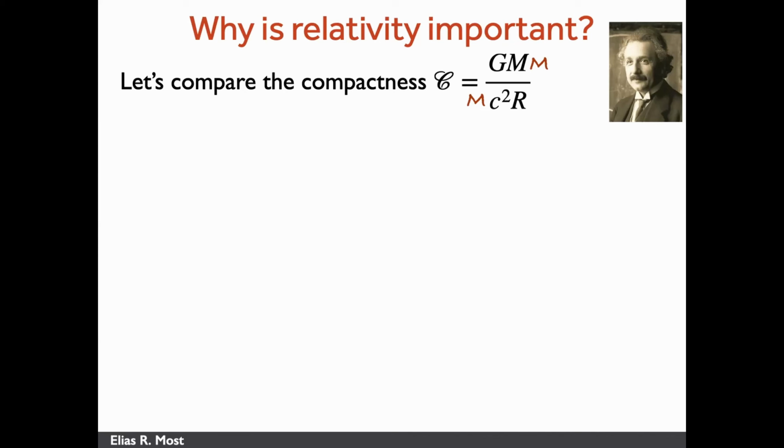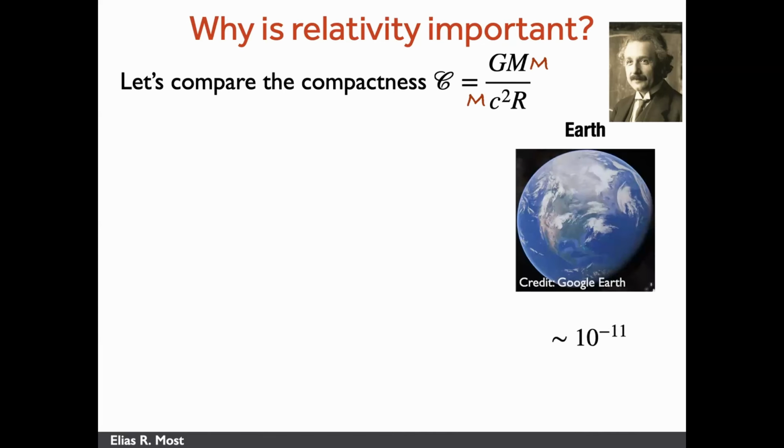So if you want to compute example numbers for this, for objects that we all love and cherish, like our Earth, the number is about 10 to the minus 11. It's still important if you want to do GPS tracking, because you have to very accurately measure time delays. But otherwise, for all practical purposes, Newtonian mechanics is a good way. If you look at the sun, the same number here is 10 to the minus 6. So it's still quite small, but a little bit larger.